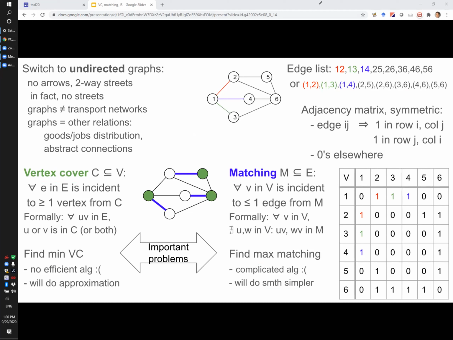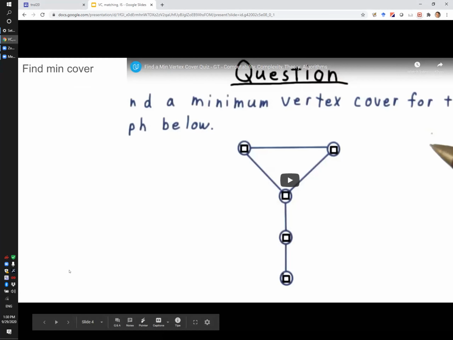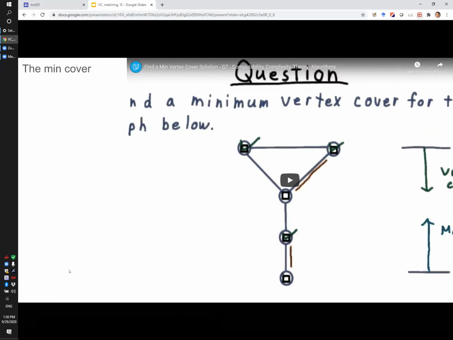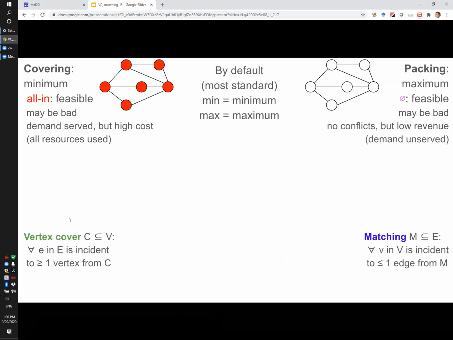If not, we go to the next slide. As usual, I have very few slides, but a lot of information on each of them. Here again, a video which asks you to find the minimum vertex cover in a simple graph. We will not go into it in the lecture, but you can see the video and see the solution. So here is the next important slide.